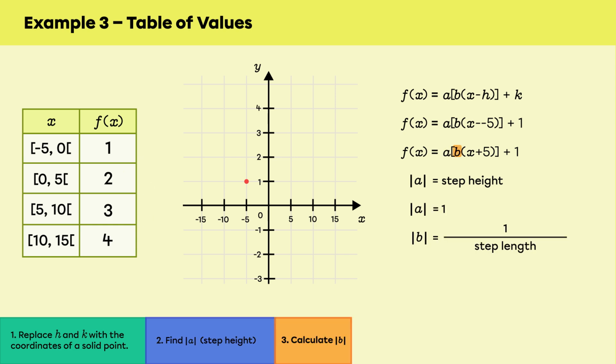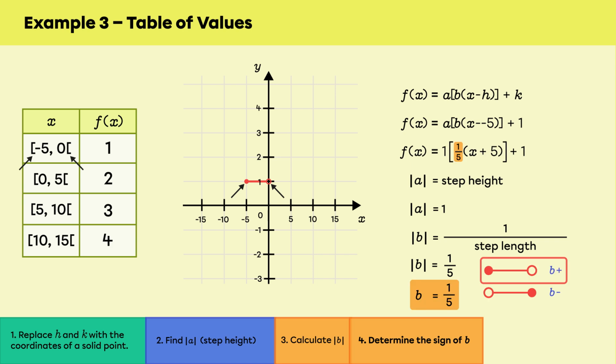For the absolute value of b, we need the length of one step. In the table of values, the step length is the difference between two numbers in square brackets. Here, this difference is 5, so the absolute value of b is 1/5. Since the interval brackets go from included to excluded, the direction of the steps goes from a solid point to an empty point, so b is positive.